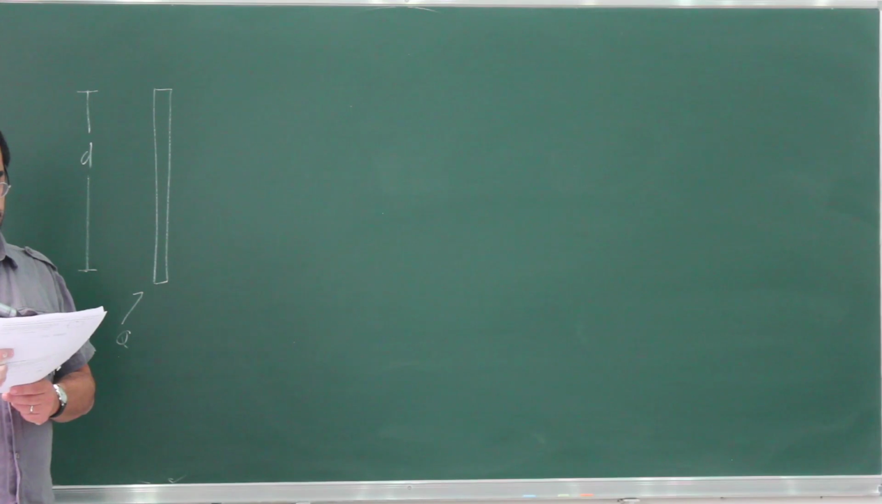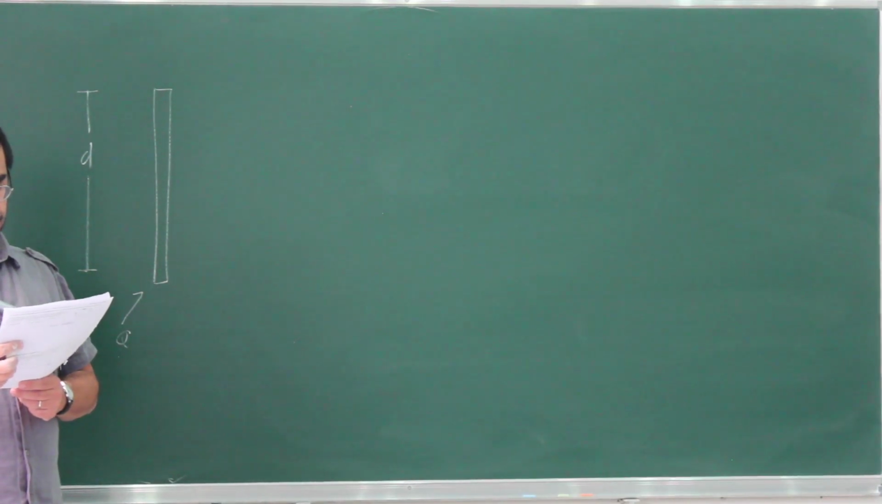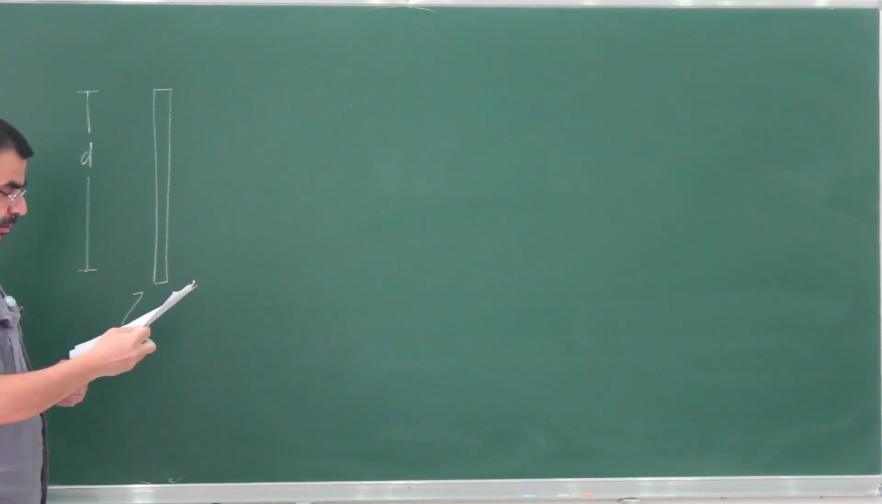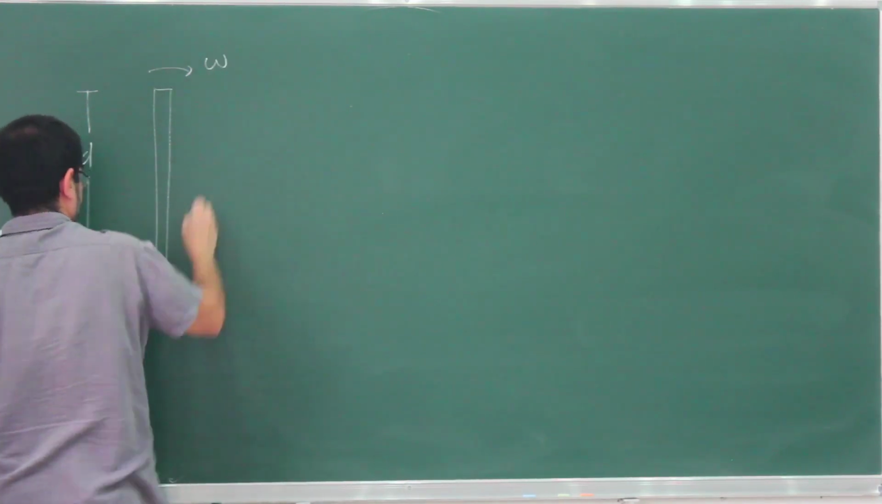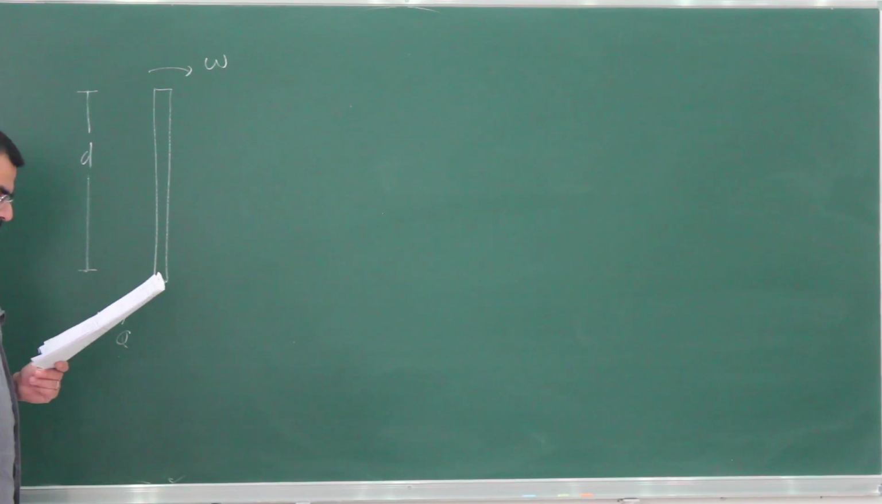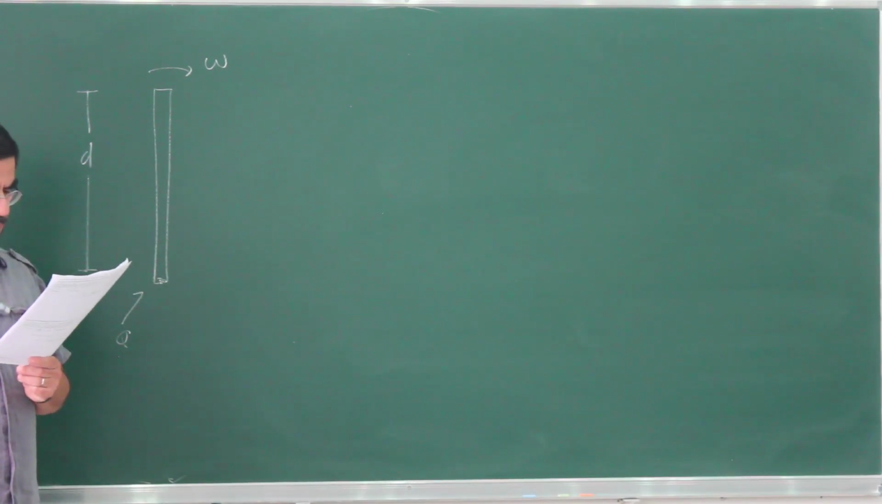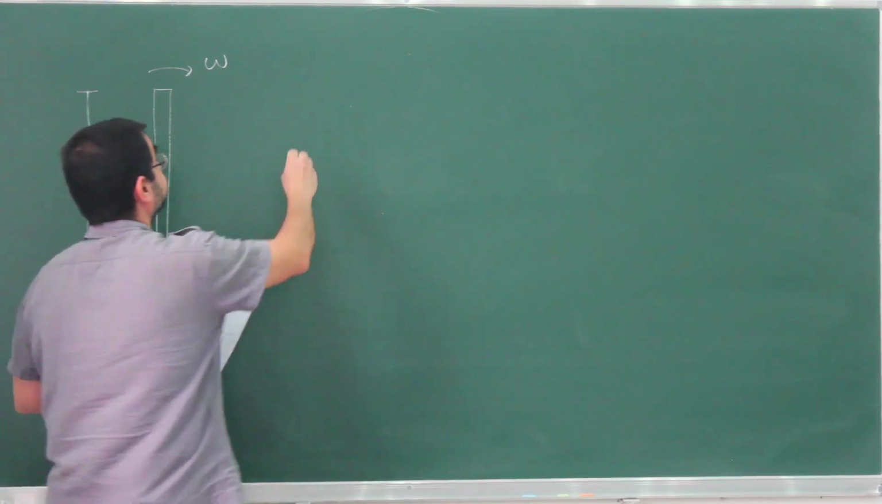It's rotated with angular velocity omega about an axis perpendicular to the rod, as shown in the figure. So it's rotating this way. This is the pivot point. It's rotating around its bottom point. What's the magnetic dipole moment mu of this rod?